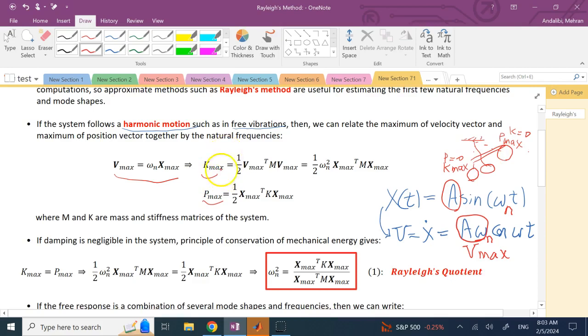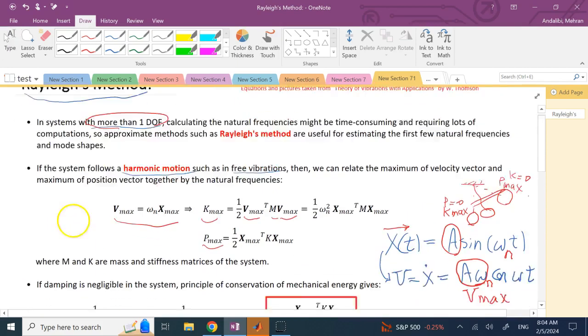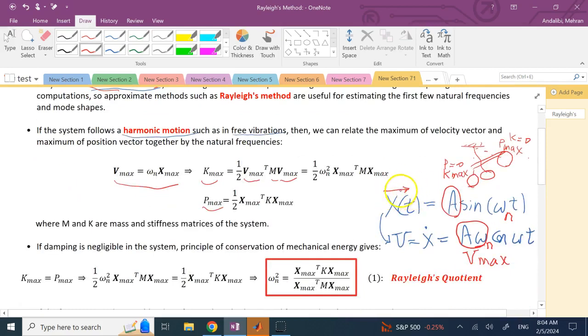So what is K max? K max equals 1/2 V max transpose M V max, where v and x in general could be vectors. The example I showed you is a scalar, x was a scalar, but in general this x could be a vector. Why? Because your system, as we said, in general has more than 1 degree of freedom. So your x is in general a vector like this, and so your v is going to be a vector, and still this relation exists between them. So now you have to write your kinetic energy in matrix format.